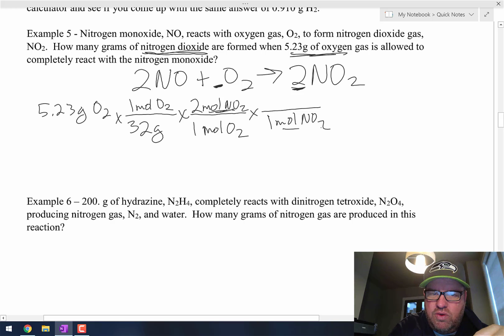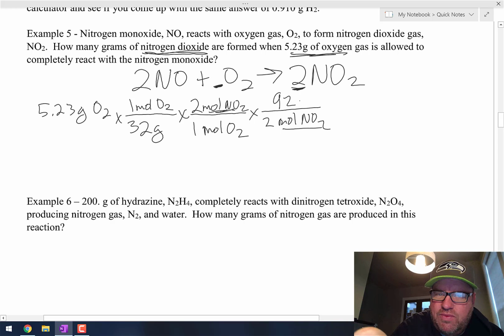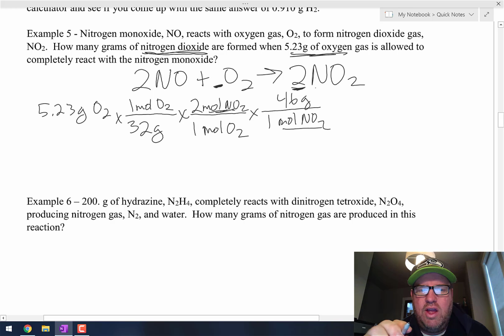So the moles of NO2 come down here, and then again I go to the periodic table. There's 46 grams in 1 mole of NO2. If I mess up and I put a 2 here, 2 moles of NO2, that's fine. But guess what I have to do up here with my 46? I have to double that. Okay, the molar mass is the number of grams in 1 mole. So if you put 2 moles, that's fine, but then you're just going to have to double your number. A lot more work. That's, again, completely unnecessary. So in 1 mole of NO2, there are 46 grams.